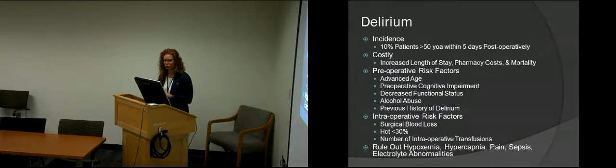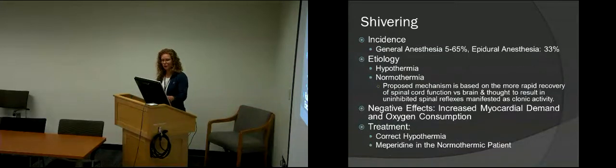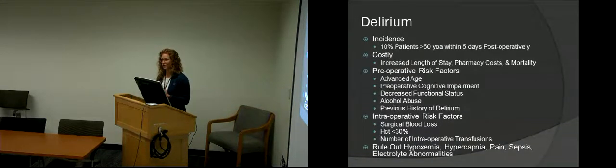So if they had a lot of surgical blood loss, a hematocrit less than 30, or a lot of transfusions. And like I said, a lot of these things get confusing, so you have to rule out the other things, right? Rule out that they're not hypoxic and hypercapnic and they're not having pain, and things like that, before you go down this route sometimes.